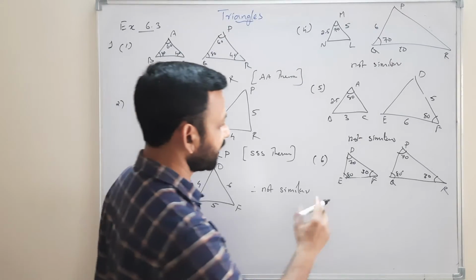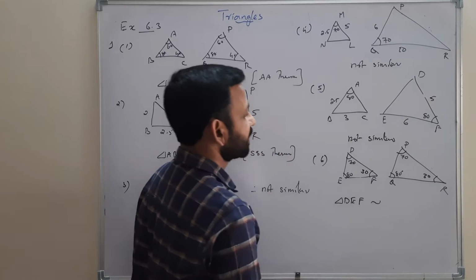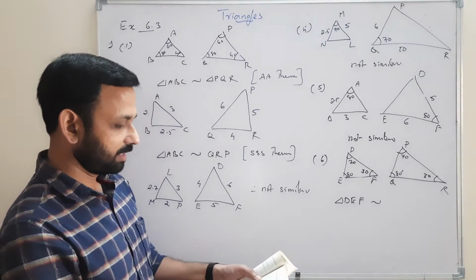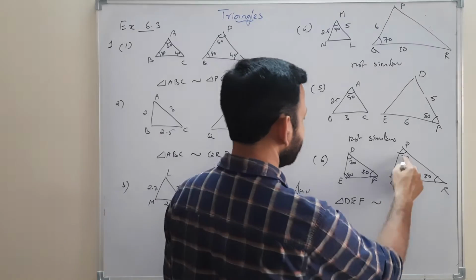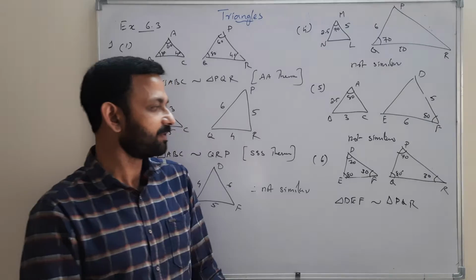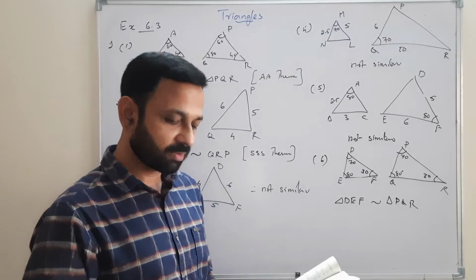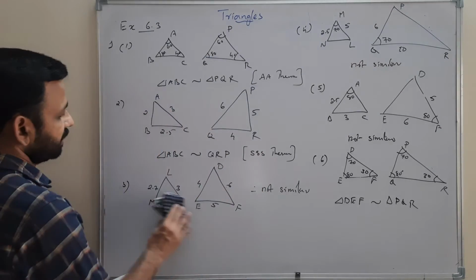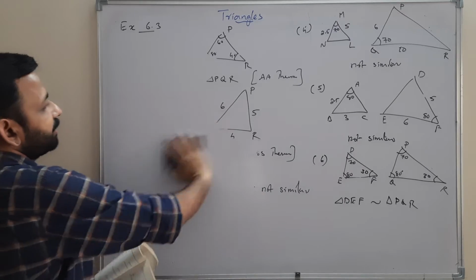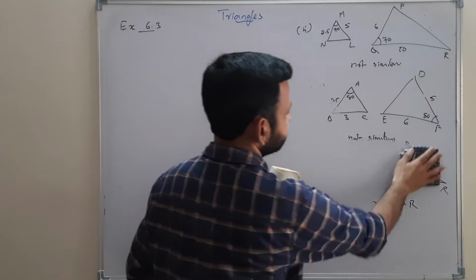And when we write similarity, we can write DEF first. Triangle DEF similar to 70, 80, 30. That is the order. And here also same 70, 80, 30. So triangle PQR. So triangle DEF similar to triangle PQR. So question number 1 completed. And here second question is very simple, so you can do by yourself. Now I am going to explain question number 3.